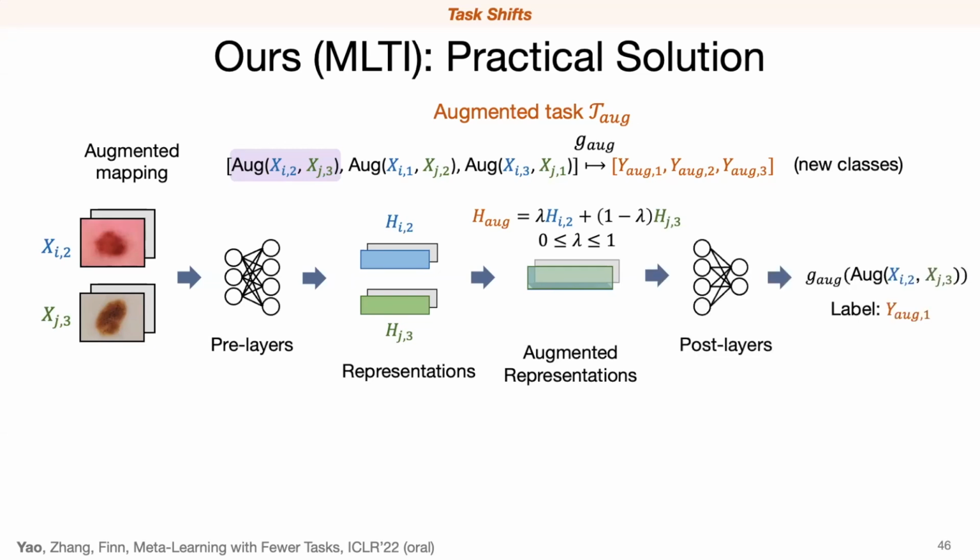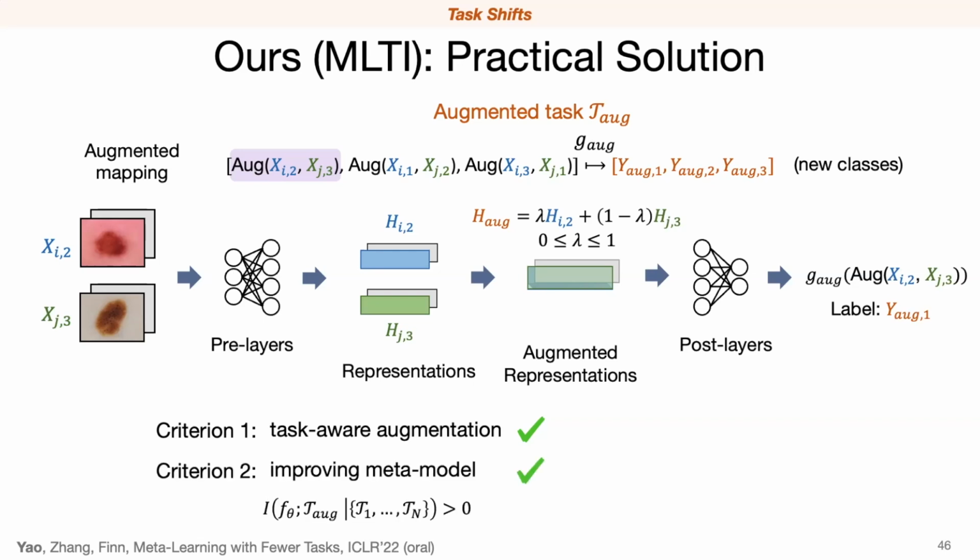And we finally feed this into post layers and get its predicted values, which is associated with a new label. To further judge whether this pipeline follows these two criteria, because this is based on the original task, this is task-aware augmentation. And in the settings, since we intuitively introduce some randomness in augmented representations, the augmented task can provide additional information on inferring the meta model. We can also mathematically prove that this mutual information is larger than 0.